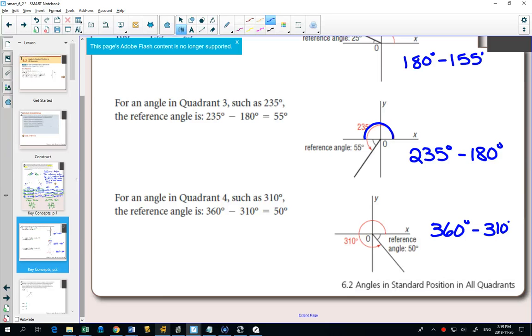So let's add one more to see if you could do one. How about a negative angle? If I gave you negative 100 degrees, what would the reference angle be? It would be 80 degrees. No, close, 90? Yes, you're right. It's 80. Because what does a straight line add up to? A straight line adds up to 180 degrees.